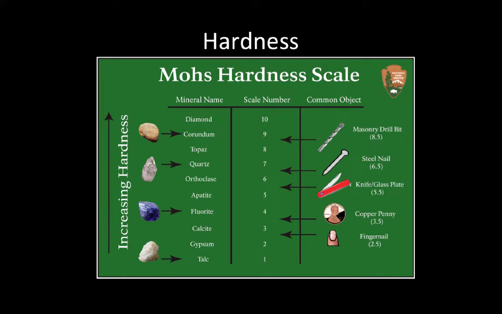When you start the scratch test, you always want to start down here at the bottom with the fingernail. We know that a fingernail has a known hardness of 2.5. As we scratch an object with our fingernail, if the object flakes off, then the mineral is going to be less than 2.5. After that, we have a penny, which is 3.5. A steel knife or a glass plate, we use glass plates, which is 5.5, a steel nail, 6.5, and a masonry drill bit, which we don't have, so we won't be using.